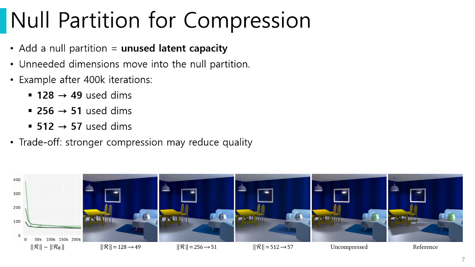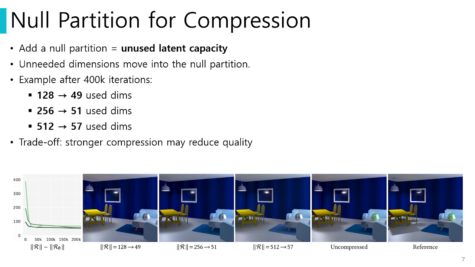Now we add one more partition, the null partition. The null partition is not lighting, geometry, or material. It is just unused capacity. If a latent dimension is not needed, the model can move it into the null partition. This is useful for compression.